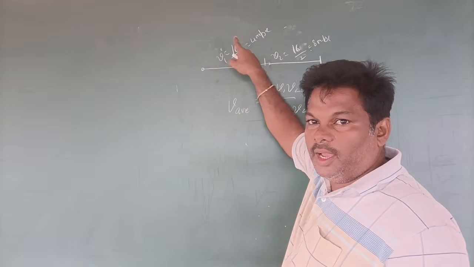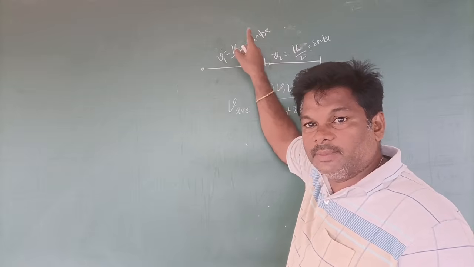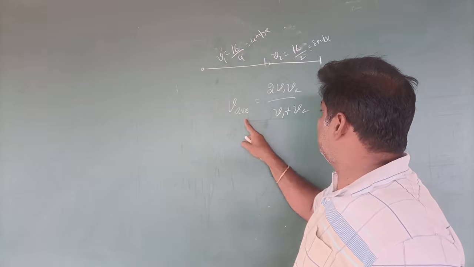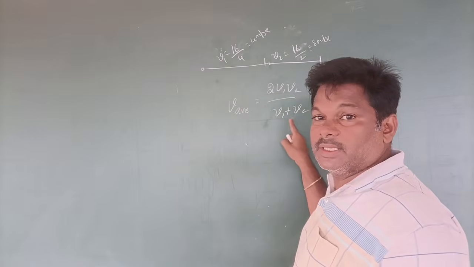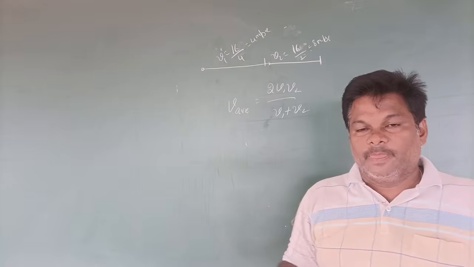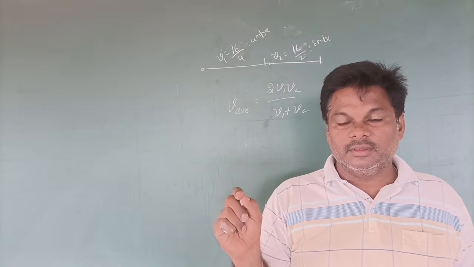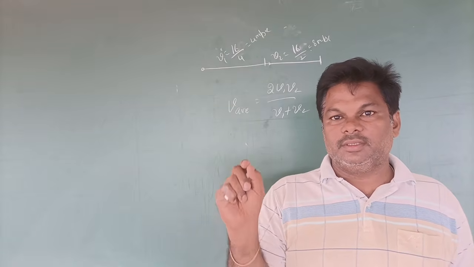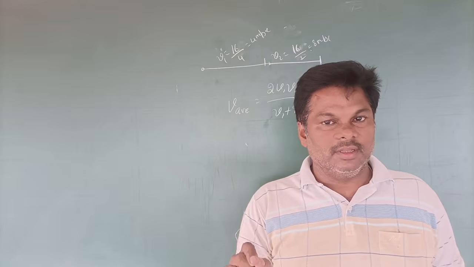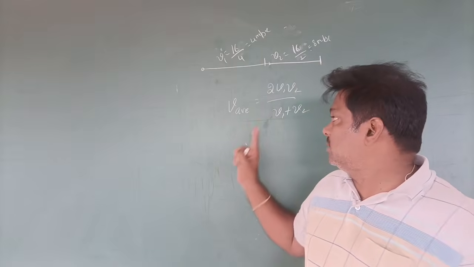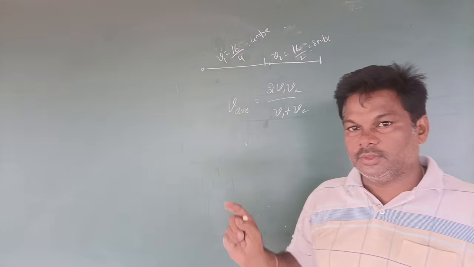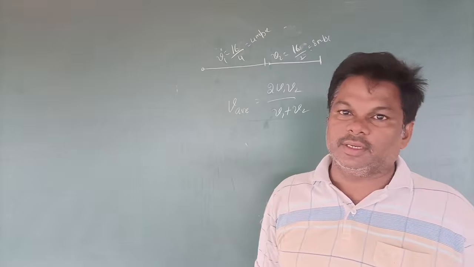Here I approach our fundamental basic derivation, that is V average is equal to 2 V1 V2 by V1 plus V2. Why you got this average velocity? When an object covers equal distances or half of the distances with different velocities, then the average velocity is equal to this one. V average is equal to 2 V1 V2 by V1 plus V2. So we are learning this from our 8th class.